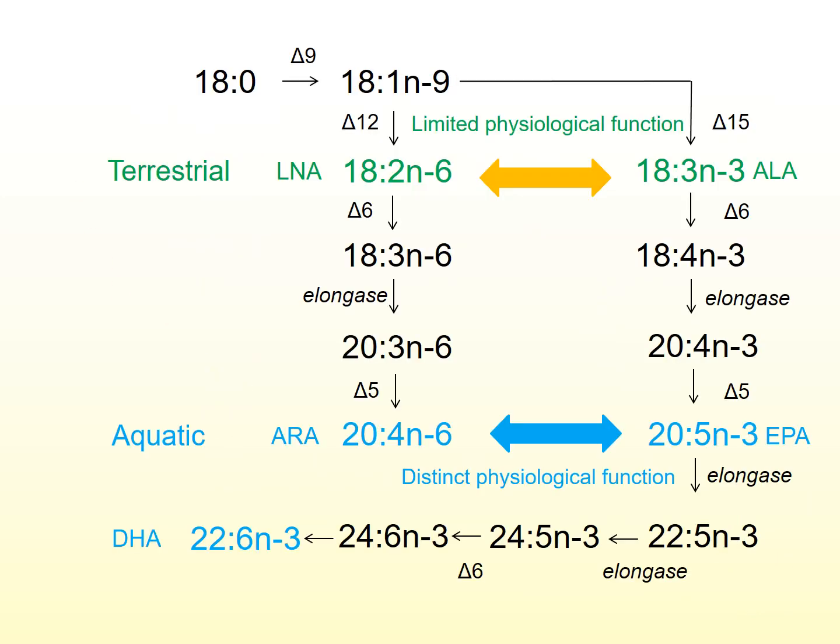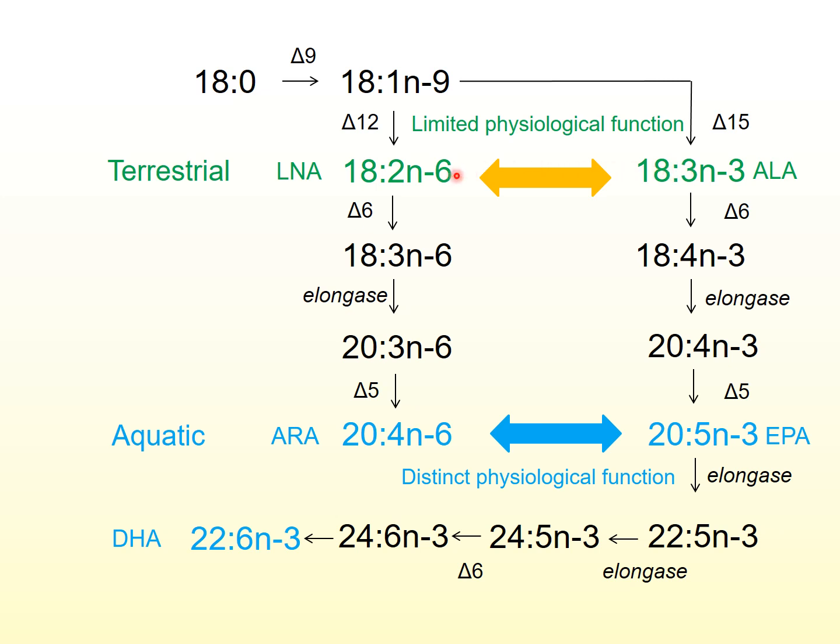In this case, we're showing the 2 series, but starting from the saturate 18,0. A delta-9 would take us to 18,1 omega-9, and both plants and animals can do this. But to go from 18,1 omega-9 to 18,2 omega-6, we've now desaturated on the omega side, as well here, 18,3 omega-3. And so only plants and algae can do this step.